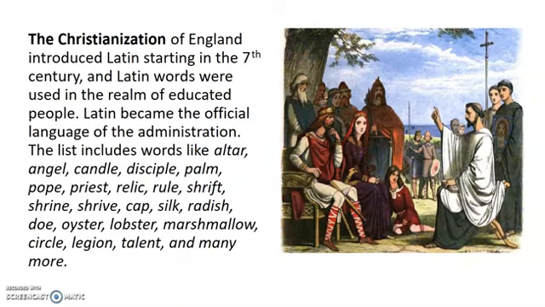The Christianization of England introduced Latin starting in the 7th century, and Latin words were used in the realm of educated people. Latin became the official language of the administration. The list includes words like altar, angel, candle, disciple, palm, pope, priest, relic, rule, shrift, shrine, shrive, cap, silk, radish, dew, oyster, lobster, marshmallow, circle, legion, talent, and many more.